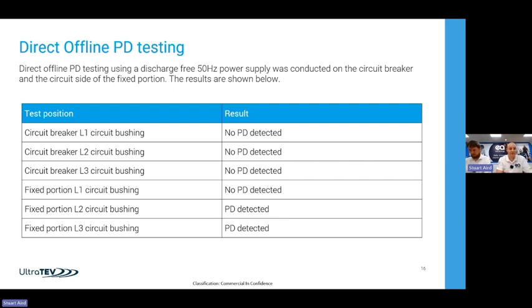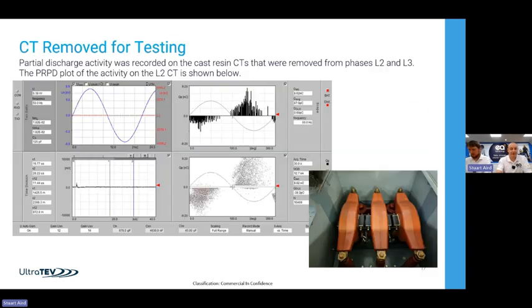So when we went up through the circuit bushings on the fixed portion side, we did detect partial discharge on L2 and L3. So at that point, we've determined we've definitely got something on the circuit side, the circuit bushings, and we took the CTs out of the switchgear and tested those individually as well. So this is a picture here of the CTs in situ, and then we did take each one out individually and tested those.